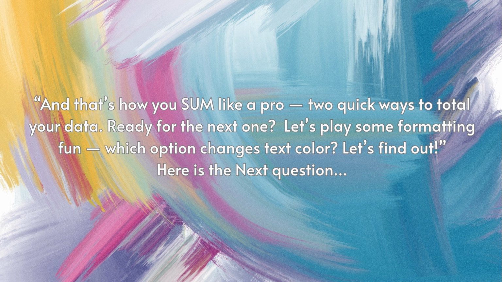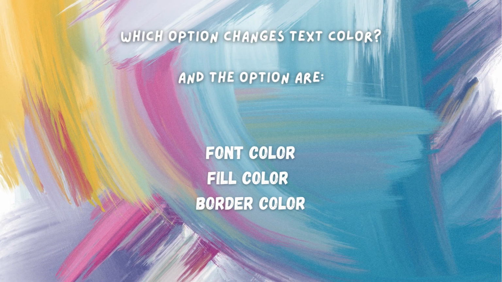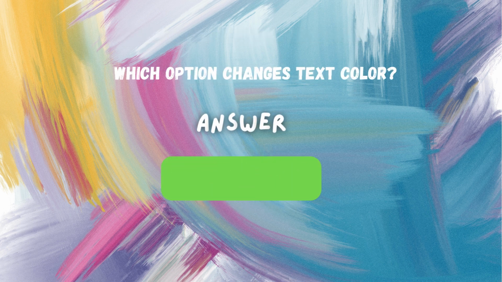Ready for the next one? Let's play some formatting fun. Which option changes text color? Let's find out. Here is the next question. Which option changes text color? And the options are font color, fill color, border color. Answer, font color.